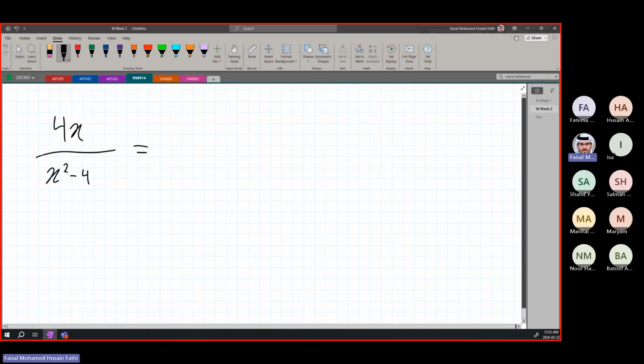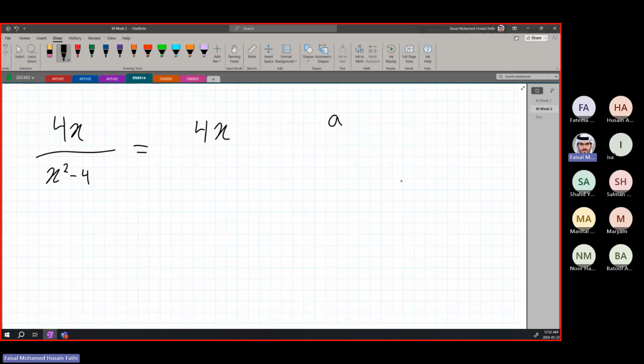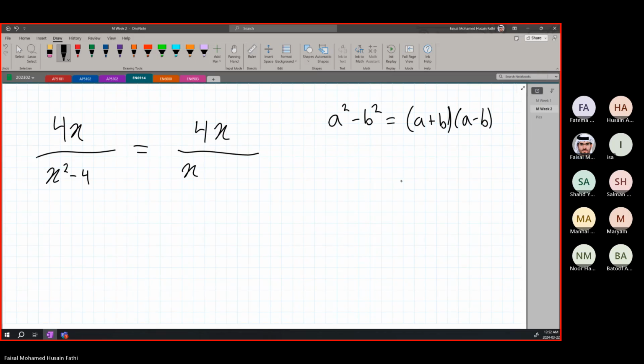If we want to factor this, remember the rule. I don't know if you know this rule, but a squared minus b squared is equal to a plus b times a minus b. Okay? This is a shortcut to factorization of something like this. So in this case, a is x and b is 2, because it's the square root of 4. So again, this is our a. A is the square root of x squared, so a is equal to x and b is equal to 2, just using this form.